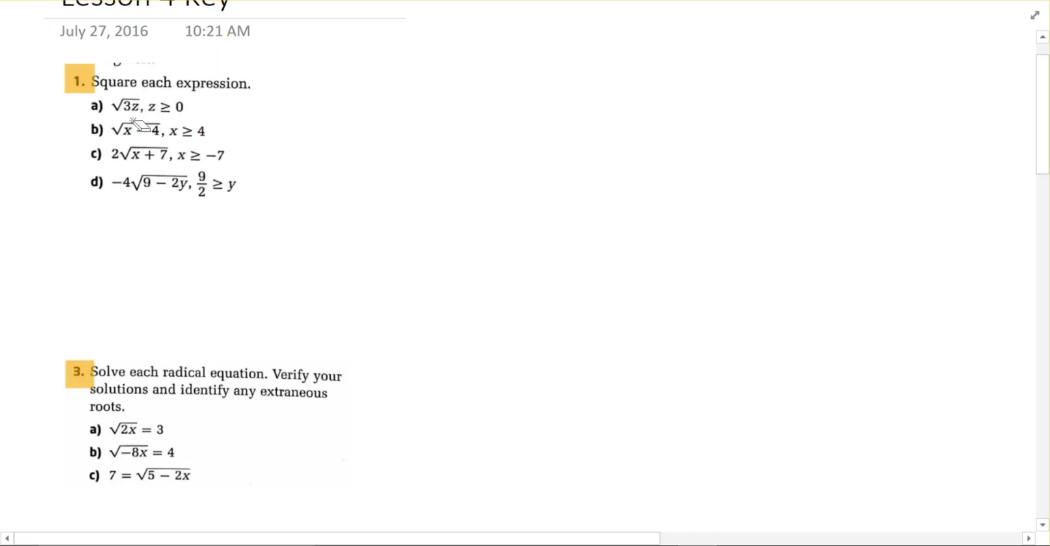All right, so let's do C. So if we had 2 root x plus 7, and it said to square that, what we're doing is squaring it. Remember, when you square something, that applies to everything on the inside. So we're squaring this 2, and then we're squaring this square root as well. So what this turns into is 4. 2 squared is 4. And then when you square that square root, it just goes away.